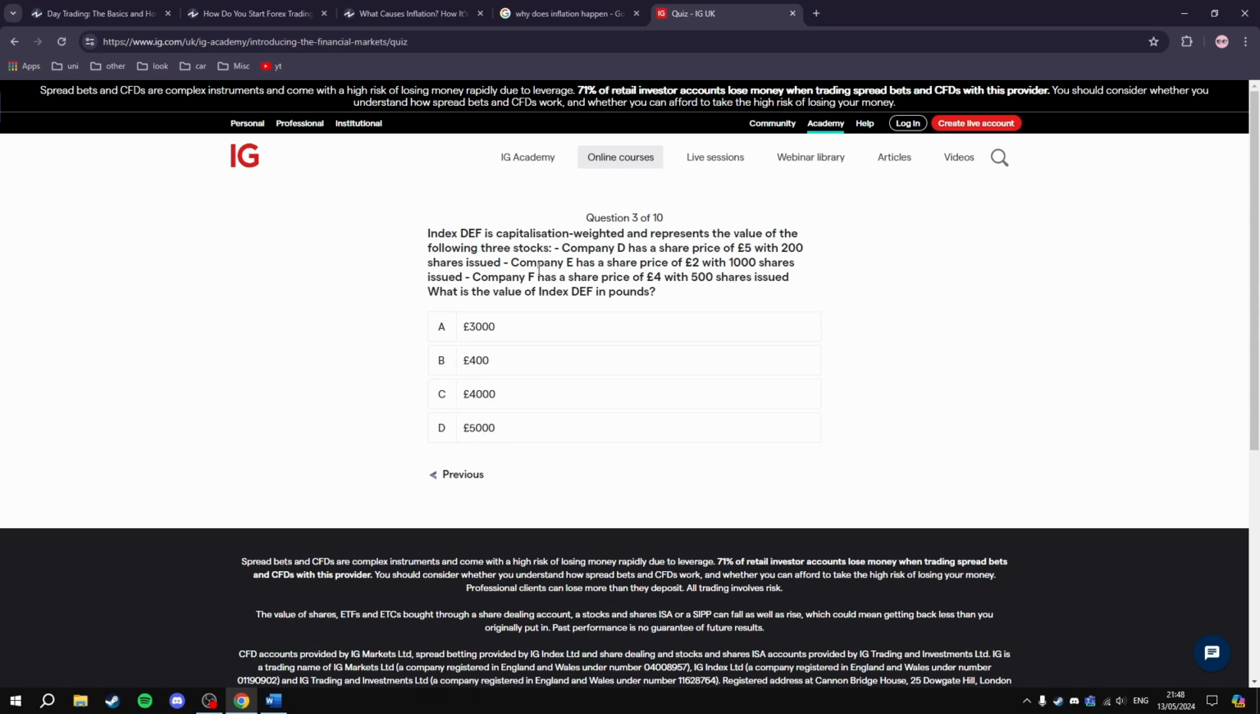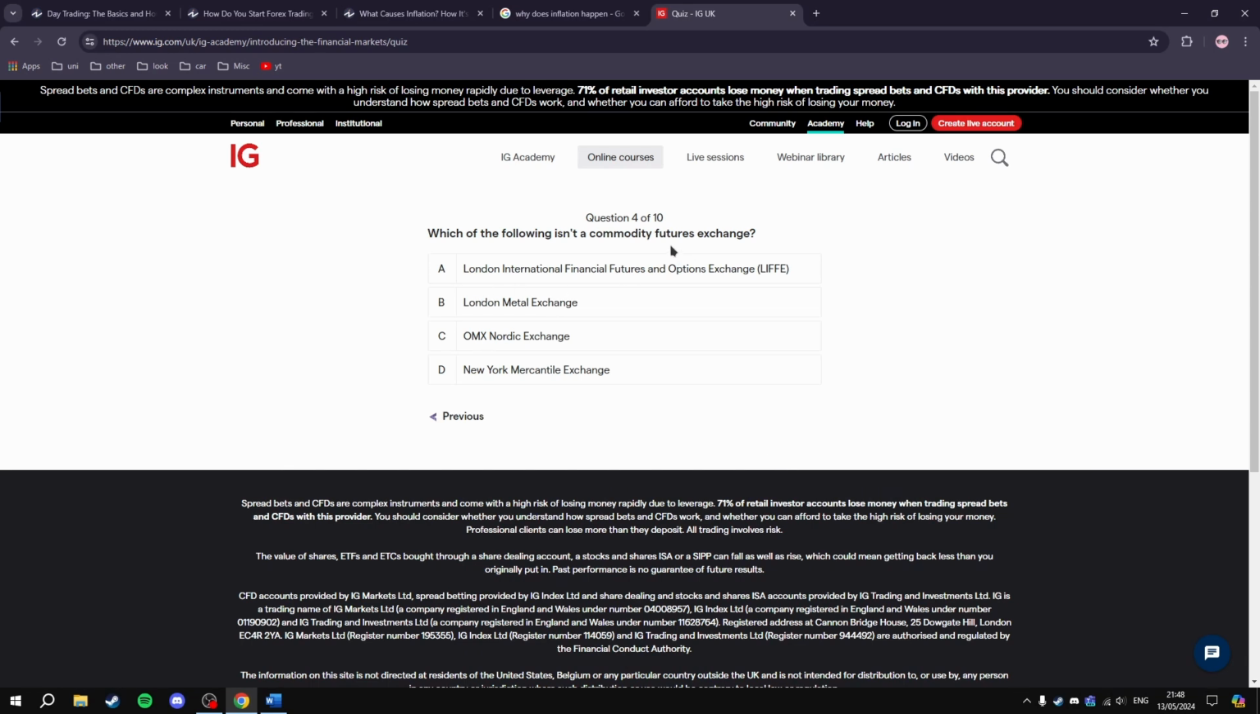Index DEF is capitalization weighted and represents the value of the following three stocks. Company D has a share price of £5 with 200 shares issued. Company E has a share price of £2 with 1,000 shares issued. Company F has a share price of £4 with 500 shares issued. What is the value of Index DEF in pounds? So just multiply each and add them. So 5 times 200, plus 2 times 1,000, plus 4 times 500. 5,000.